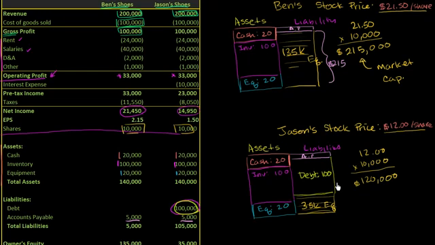And in the next video, we'll think about what that means for how the market is actually valuing the business. In the case of Jason's business, instead of $35,000 of equity, just straight up from what's on the books, the market is valuing this piece right here at $120,000.